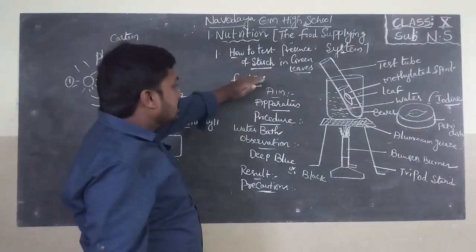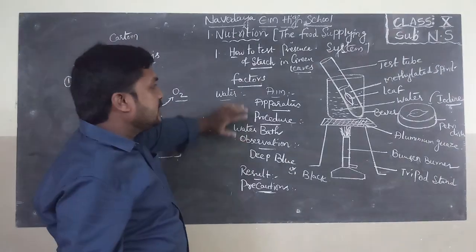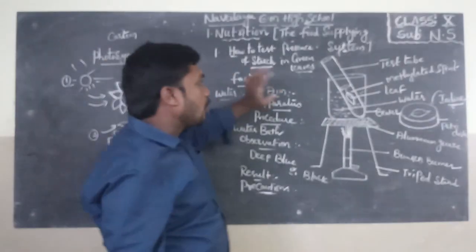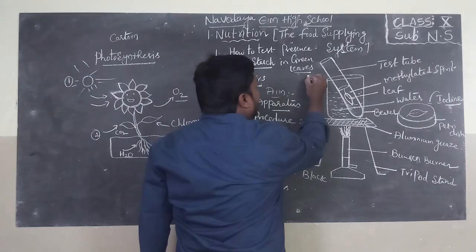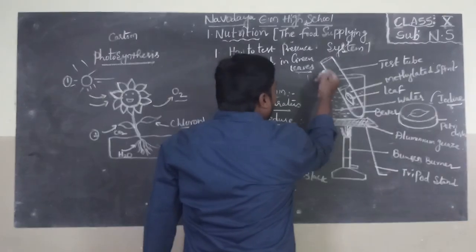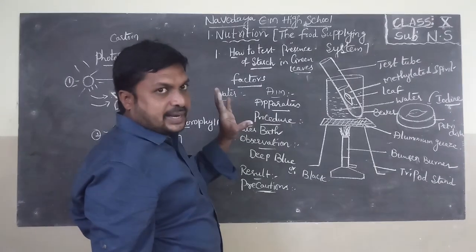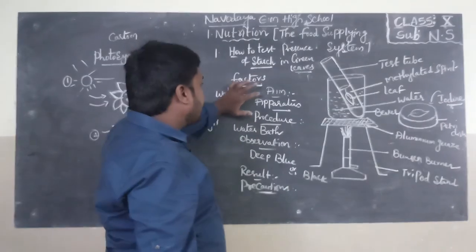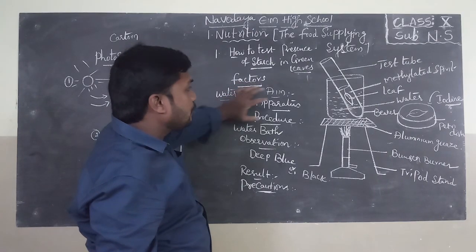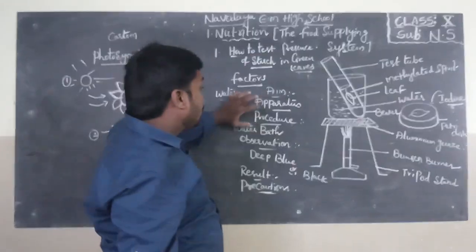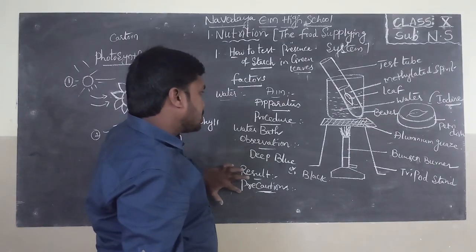If you observe, these side headings are very essential to write this experiment. You have to draw the diagram also. If you don't draw the diagram, you may lose 1 mark. You have to draw the diagram compulsorily from the exam point of view. First one is aim, apparatus. After that you have to draw the diagram. After that you have to write the procedure, observation, result, precaution.